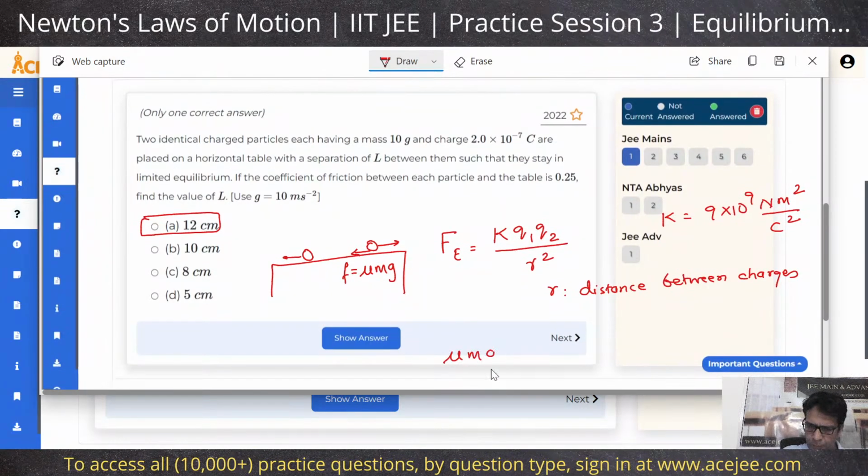Is it coming exactly 12 centimeters? It's coming to be exactly 12 centimeters. Yes, Peter. Peter, sorry, I couldn't hear you. Chavi, is it exactly 12 centimeters? Because I'm getting approximately. Okay, you have taken the value of g as 10. Yes, sir. Okay.